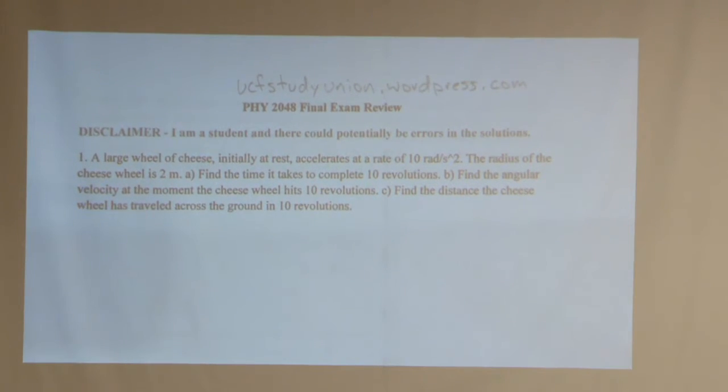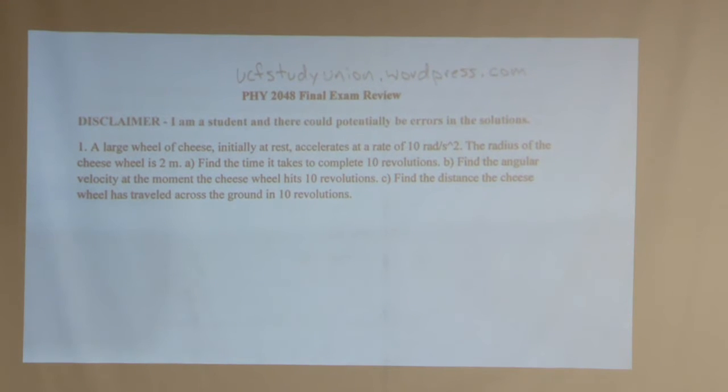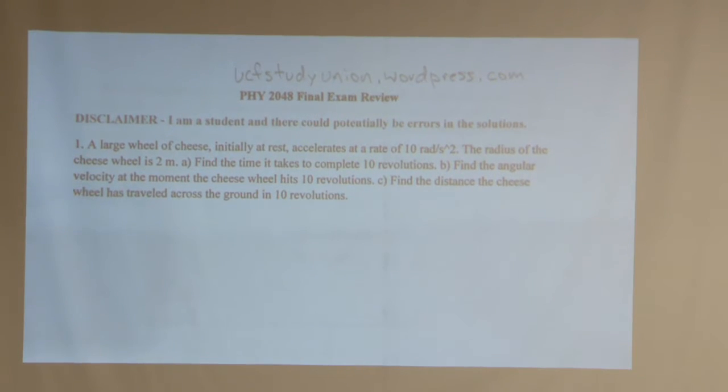So I'll read the problem. A large wheel of cheese, initially at rest, accelerates at a rate of 10 radians per second squared. The radius of the cheese wheel is 2 meters, and it has 3 parts. Find the time it takes to complete 10 revolutions. Find the angular velocity at the moment the cheese wheel hits 10 revolutions, and then find the distance the cheese wheel has traveled across the ground in 10 revolutions.